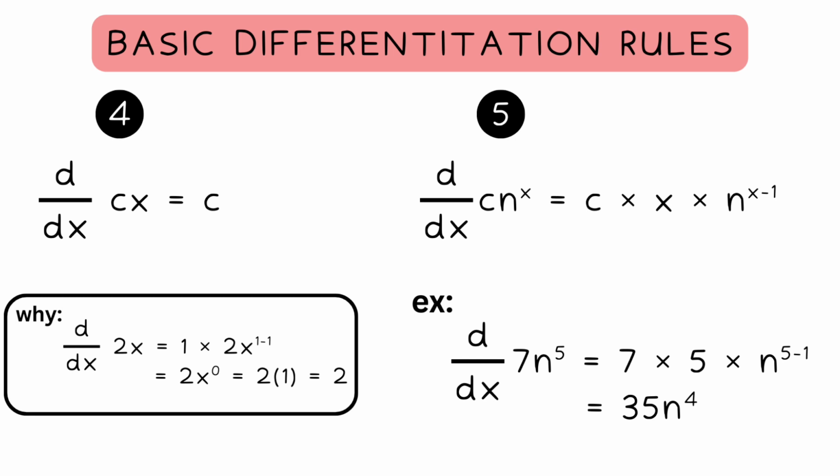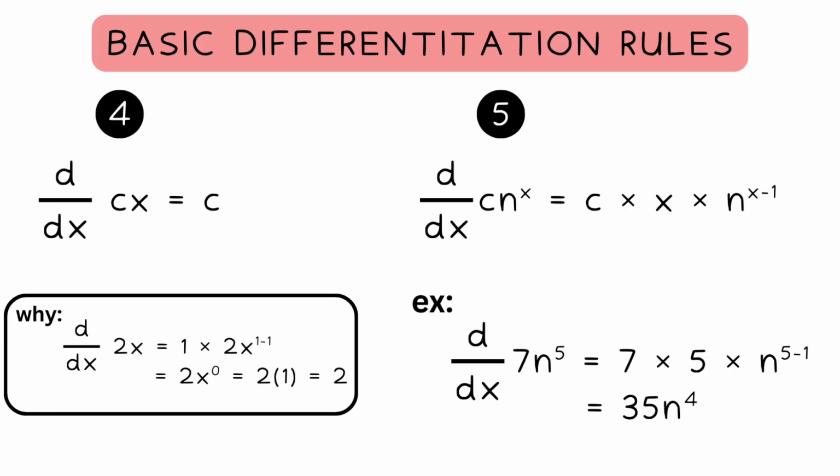Hello everyone, I am Jilly and I will discuss Rule 4, 5, and 6. Rule 4, Constant Multiple Rule. The derivative of c times x with respect to x is equal to c. This rule tells us that when x is multiplied by a constant, the derivative is just the constant because the derivative of x is 1. So the example from the slide, the derivative of 2x is simply 2.